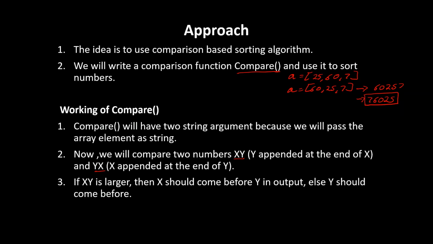Let's understand how the compare function will work. The compare function will have two string arguments because we will pass the array elements as strings. Now we will compare two numbers, xy and yx. In xy, y is appended at the end of x, and in yx, x is appended at the end of y using the append function of string. So now we will compare. If xy is larger, then x should come before y in the output, else y should come before x in the output.